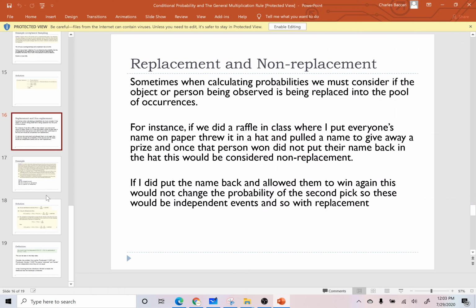Now if you pick a marble and then you don't put it back, you now have 1 less marble in the bag, so you have changed the probability of the second marble being pulled, and therefore those would be dependent. Sometimes when calculating probabilities, we must consider if the object or person is being replaced in the pool. Once again, if we did a raffle in class where I put everyone's name on paper in a hat and pulled a name to give away a prize, and once that person won, I did not put it back, that would be non-replacement. And if I did put it back, then that would be with replacement.